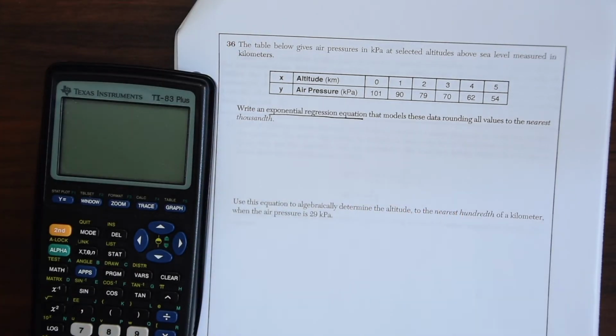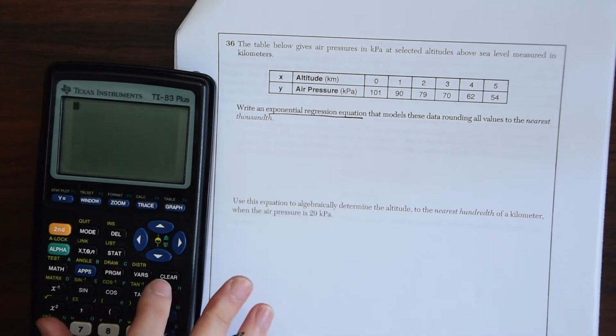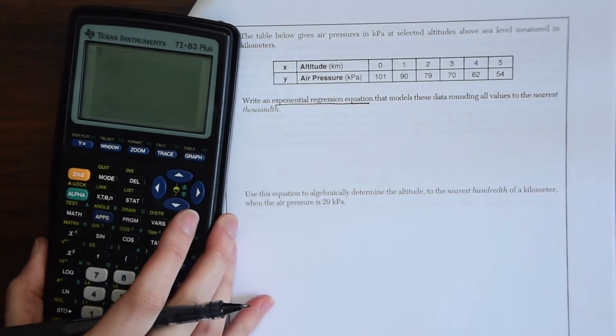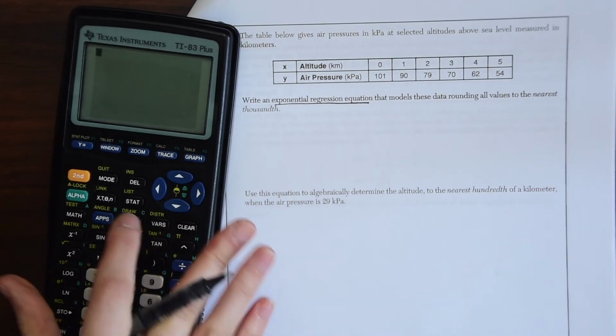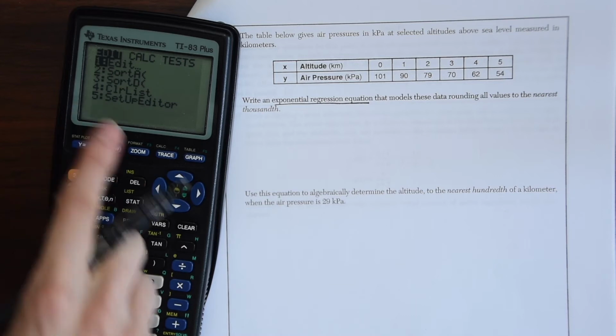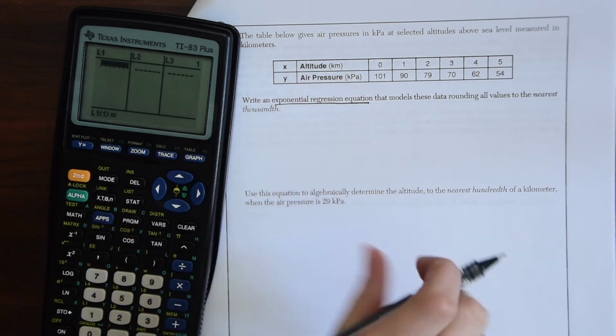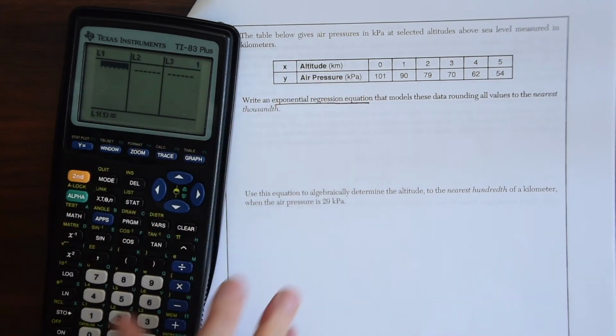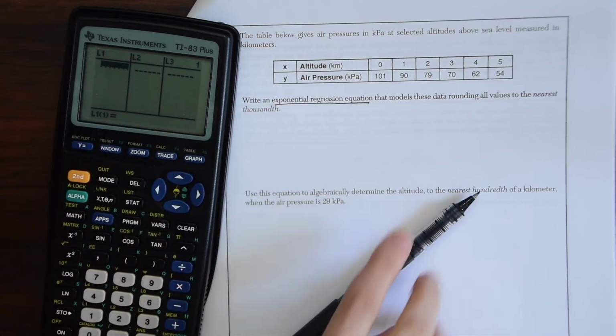So there's two parts to this question. Let's look at the first. We're going to need to use our calculator. The first thing we're going to want to do is go to Stat, Edit, Enter, and then we're going to enter in all these values. L1 will be X, and L2 will be Y. So let's just plug that in.